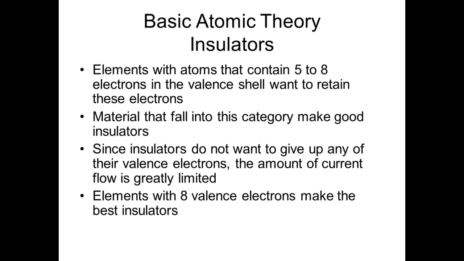Elements with atoms that contain 5 to 8 electrons in the valence shell want to retain these electrons. Materials that fall in this category make good insulators. Of course, the one that has 8 would be the best, right? Understand that. Since the insulators do not want to give up any of their valence electrons, the amount of current is greatly limited. Elements with 8 valence electrons make the best insulators. That makes sense? So we could find the best insulator in the periodic table. What we would look for is ones that had 8, right? But these are going to be your rubbers, right? You understand?